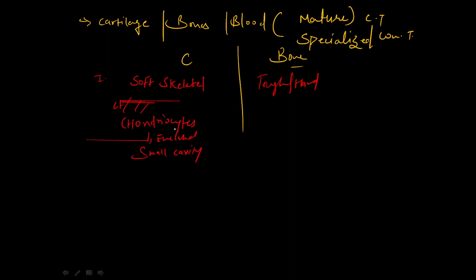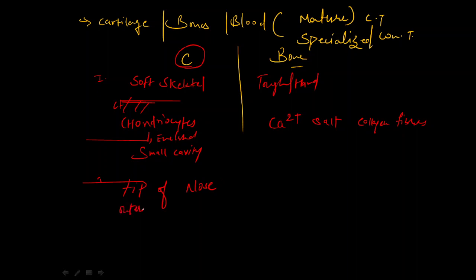And if I'm talking about bone, these are rich in calcium salt. And also, these are abundant in fibers too, like collagen fibers. Then cartilage is present, like I told you before, in the tip of the nose and the outer ear. And now the question is where bone is present. This is very clear: they are present in the limbs, legs, or skeletal framework. This is a very easy point to remember.